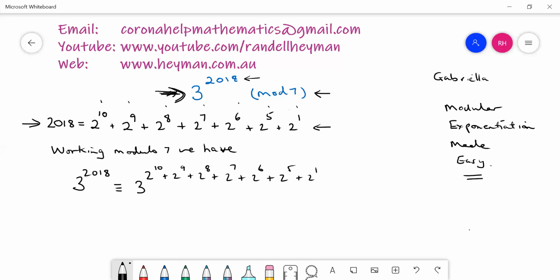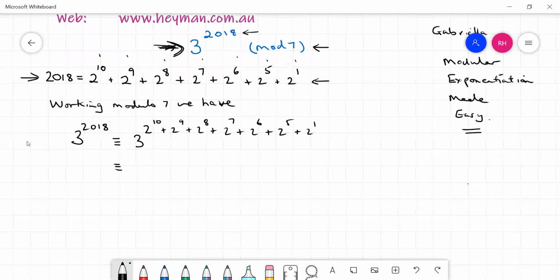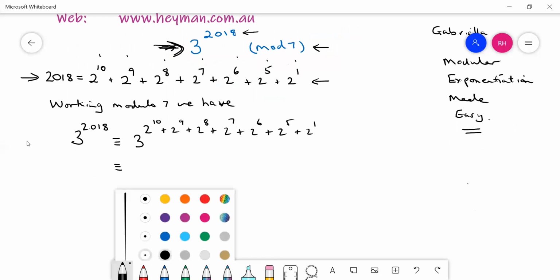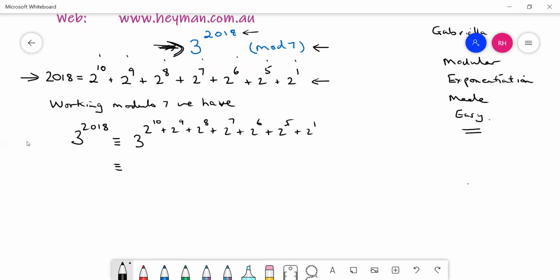Now, in modular arithmetic, most rules that you're used to work. Addition works, multiplication, subtraction. Division is problematic. Don't divide unless you know exactly what you're doing. But for this, we can use one of the rules that you learned at high school, which is if you've got a to the power of x plus y, that just equals a to the x times a to the y. So I'm just going to do the same thing here.